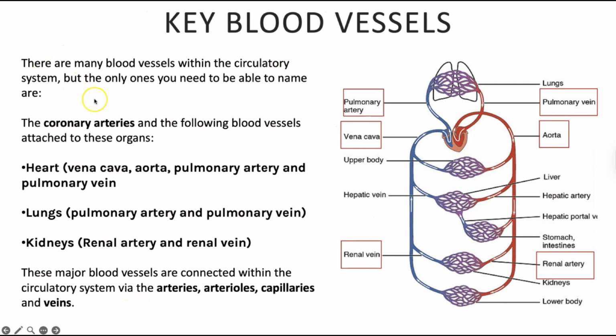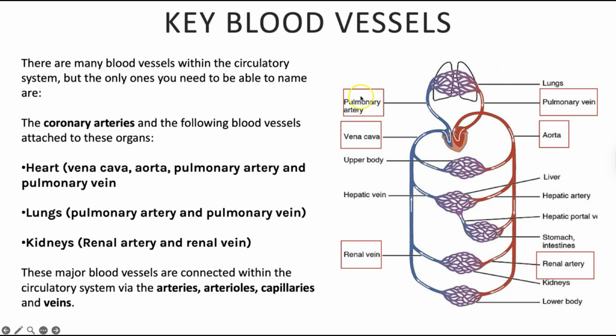You need to know some key blood vessels. It's not all of the ones in the body that we can see here, but it's the ones in the red boxes. So you need to know the coronary arteries, which we can't see here, but these are the blood vessels that are on the outside of the cardiac muscle on the heart, and it supplies the cardiac muscle itself with oxygen for respiration. And then you need to know the blood vessels that are connected to the heart, the lungs, and the kidney. So we'll start at the top of the lungs.